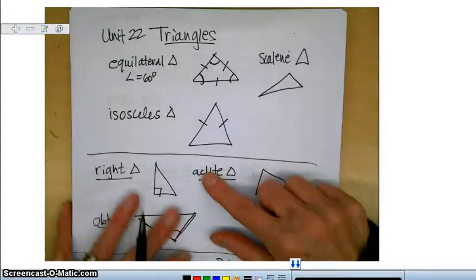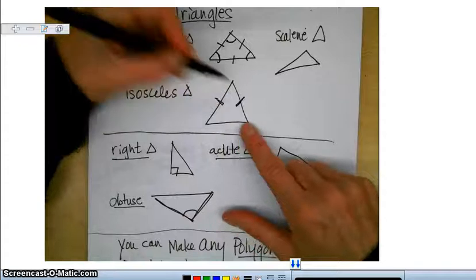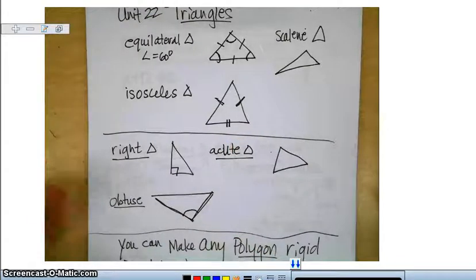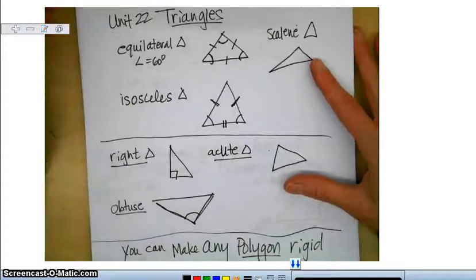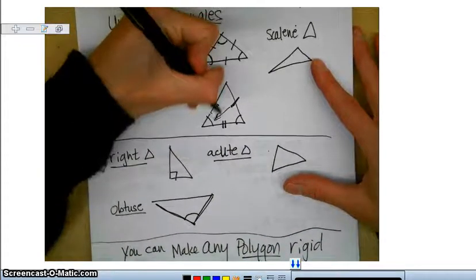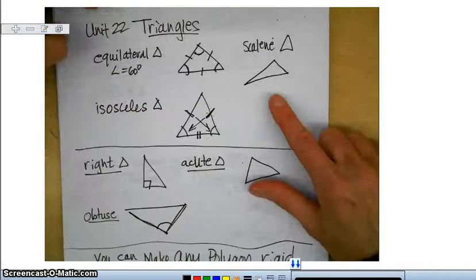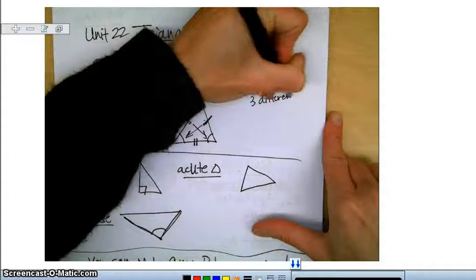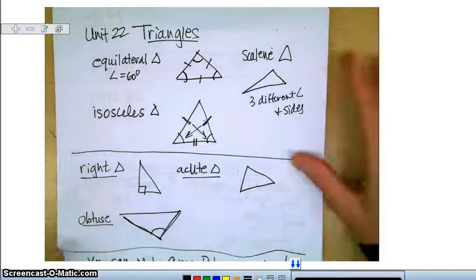In an isosceles triangle, you've got two sides that are the same. Notice these two with the single marks tell that they're the same. This side would have two marks telling you that it's different. These two angles are the same. So the angles opposite the sides that are equal are the same. A scalene triangle has three different angles and sides. So all the sides are different measures, all the angles are different measures.